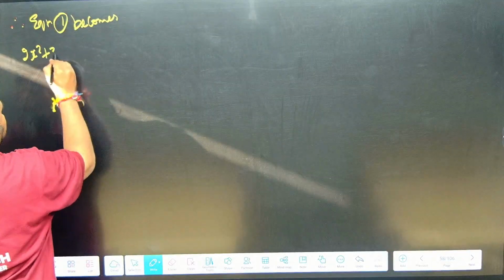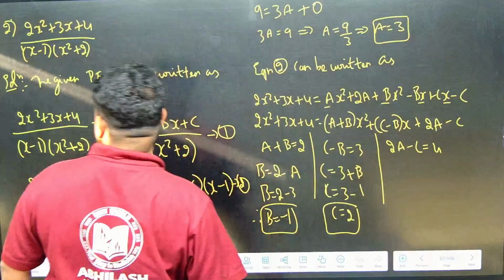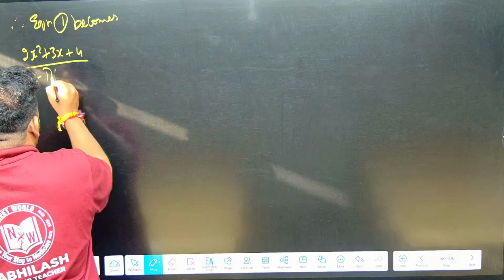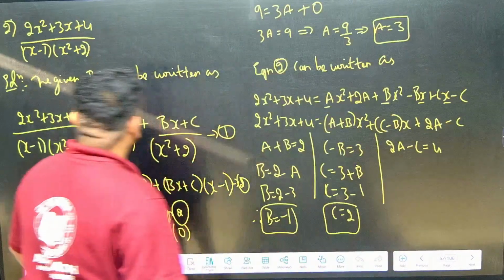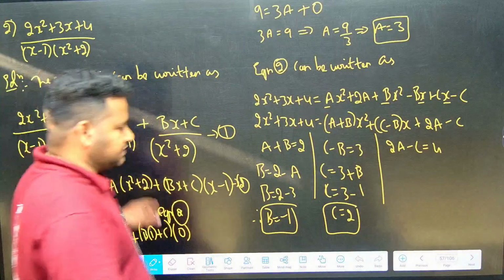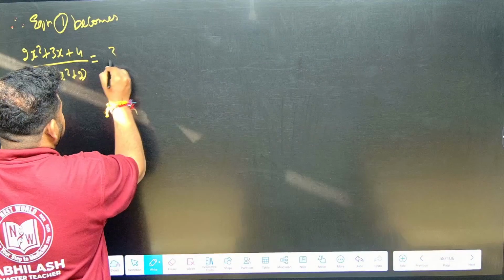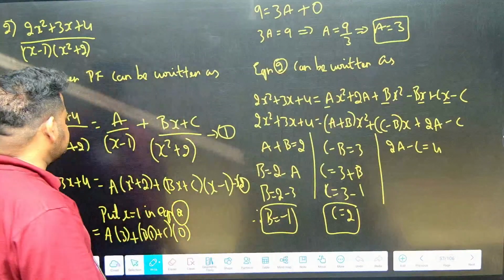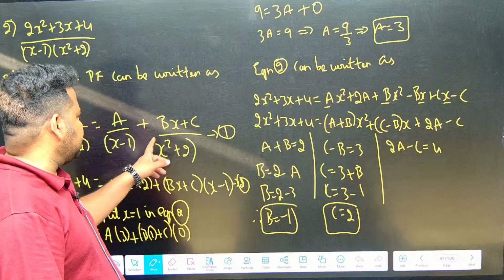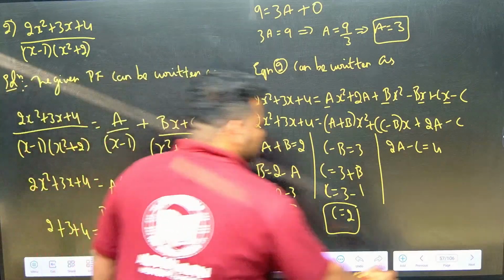2x square plus 3x plus 4 divided by x minus 1 into x square plus 2 is equal to a times 1 by x minus 1. A is what, friends? A is 3. So 3 by x minus 1. Then Bx plus c. B is minus 1, and c is 2. So 2 minus x.